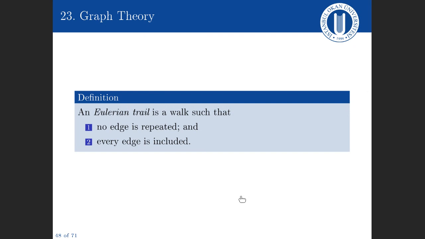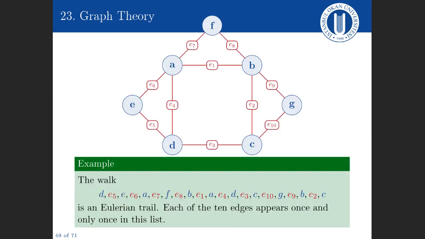An Eulerian trail is a walk which satisfies two rules. Rule number one, no edge is repeated in the walk. And rule number two, every edge is included. This walk, D, E5, E, etc., is an Eulerian trail. Each of the 10 edges appears once and only once in this list.